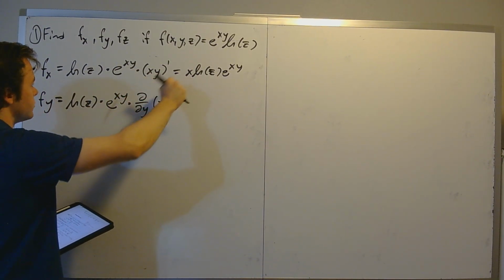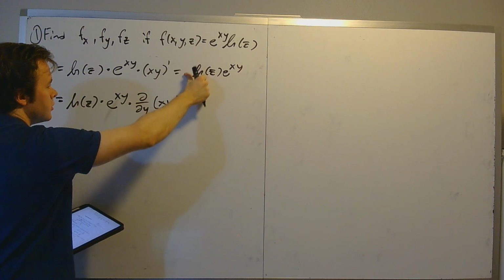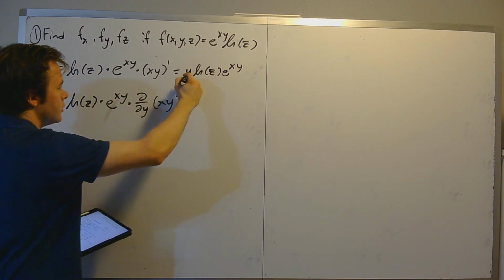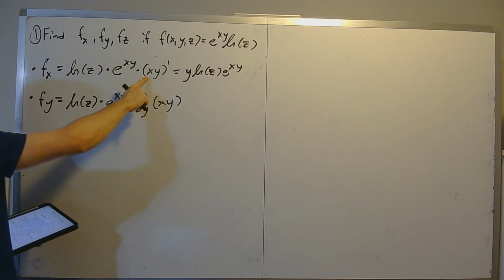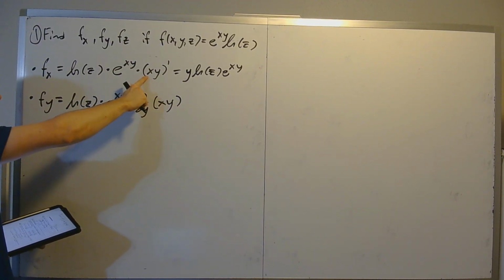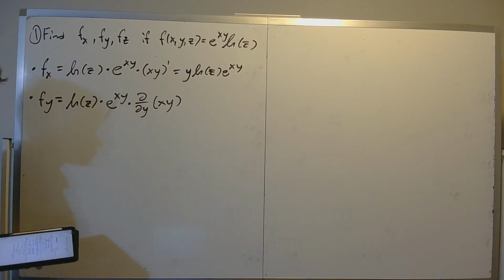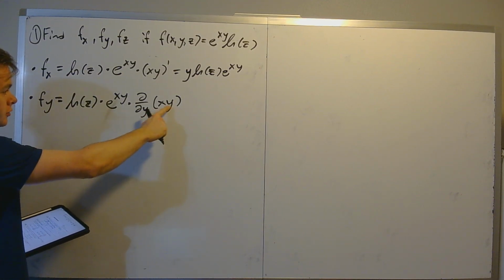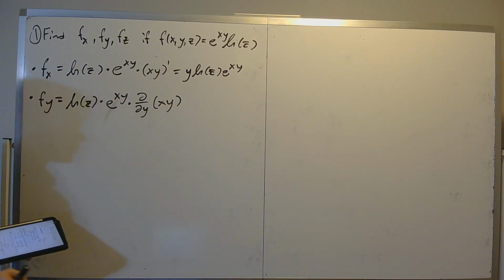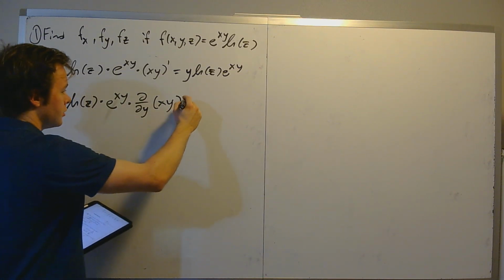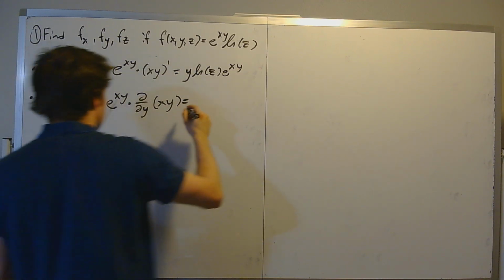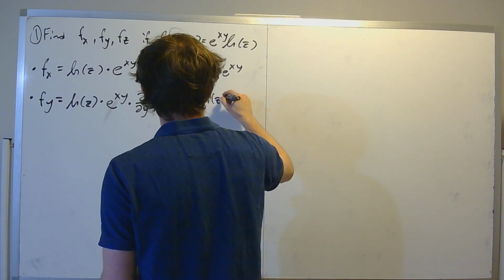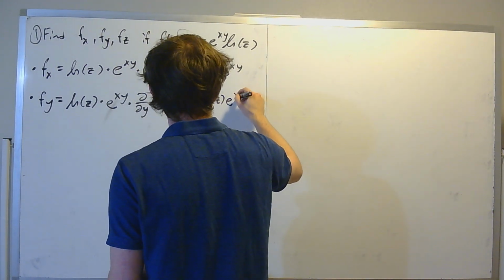Oh, sorry, goodness. What I meant to write here was y. The reason for that is when we take the derivative with respect to x, x is the variable, so that's the one that goes away. Now we're taking the derivative with respect to y. Y is the variable, x is the constant, so the y needs to go away. So this would be x natural log of z times e to the xy.